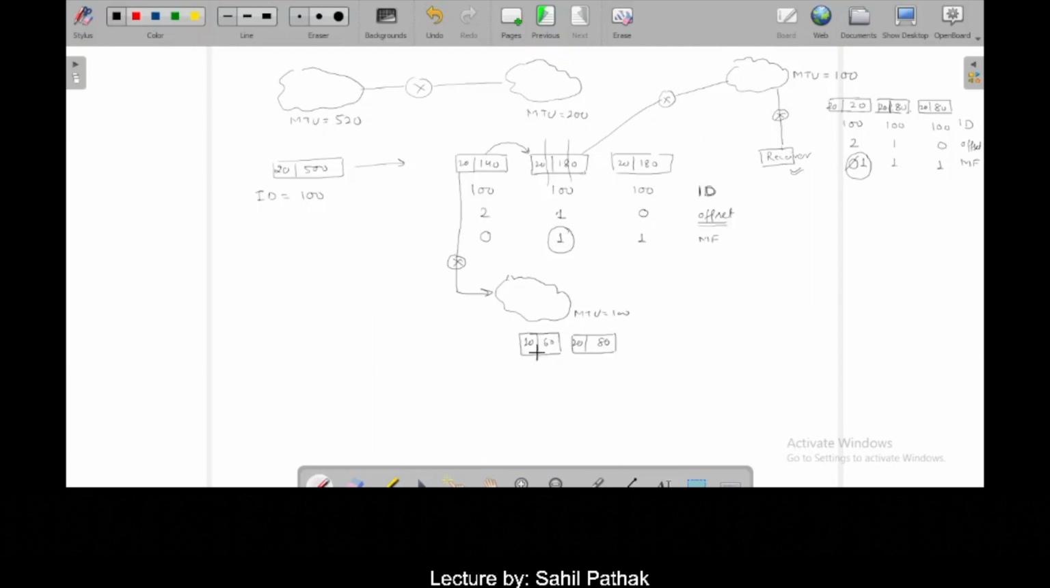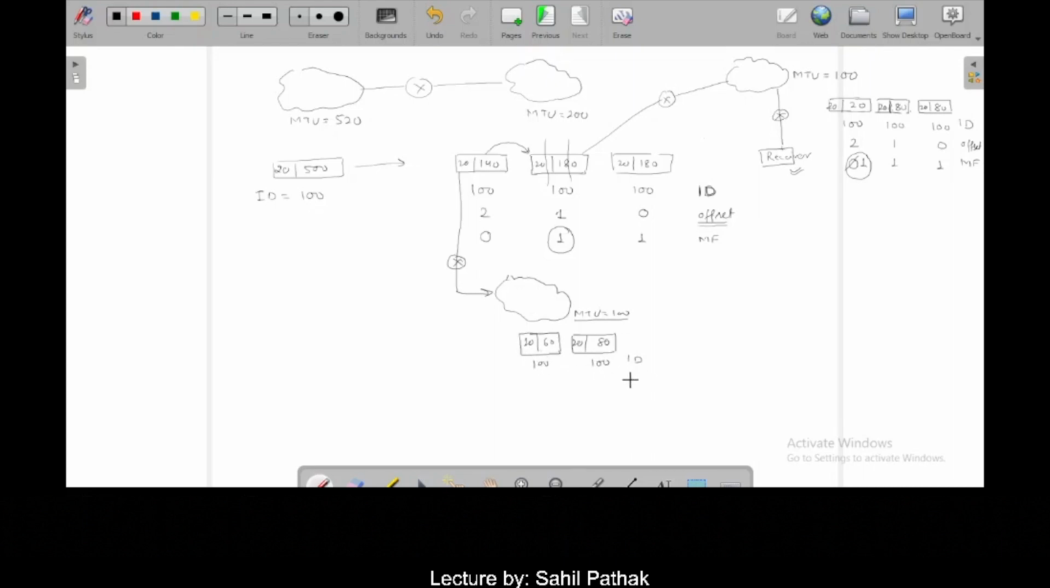Okay, so this is how it is going to refragment. And you can see over here, this fragment can possibly fit in because the size is 100, and here MTU is 100, and here the size of the datagram or fragment is 80, and the MTU size is 100. So this is also possible. Now, the ID is going to be the same, 100.